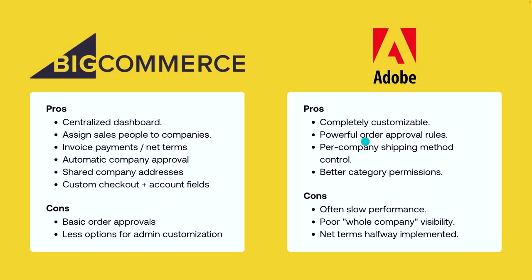Another one is powerful order approval rules. I told you I was going to talk about this. Here we go. So on the Adobe side, there is a way to create a company tree. Basically, all the users of a company that need to get into this admin area get accounts, and then they can be assigned into a tree format. Different permissions, very granular permissions, way more granular than on the BigCommerce side.